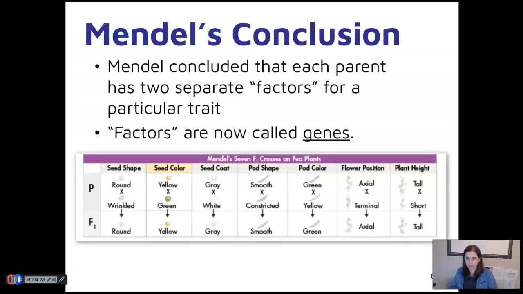Now we can draw his conclusions about genes. He looked at seed shape, seed color, the seed coat, the pod shape, the pod color, the flower position, and the plant height when he did all of his studies and his experiments, and he compared all of those things to figure out what was going on, although he could not put that in the terms that we do today.